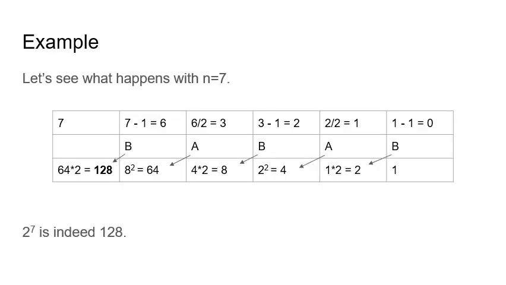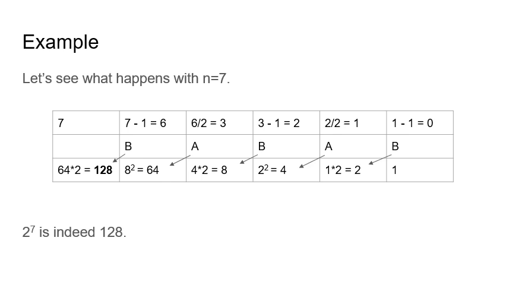So here is what happens when n equals 7. I'm going to start with 7 here. 7 is odd, so we subtract 1 to get 6. And then we write down a b. 6 is even. We divide by 2 to get 3 and write down an a. 3 is odd, so we subtract 1 to get 2, write down a b. We divide 2 by 2, write down an a, subtract 1 from 1, and we're at 0. So now, looking right to left, our list of letters is B, A, B, A, B.